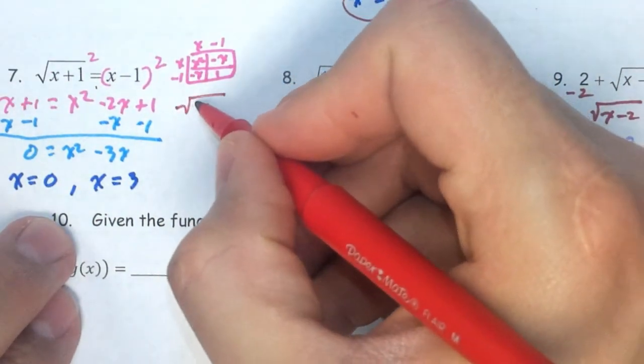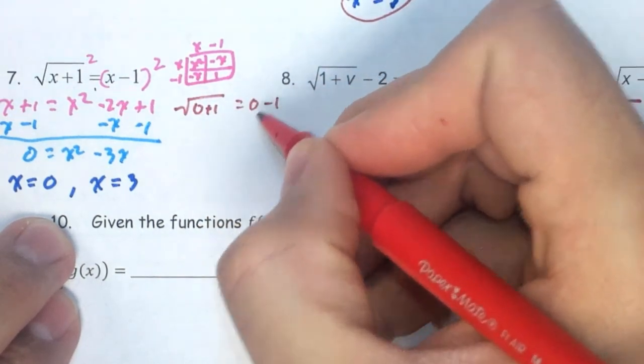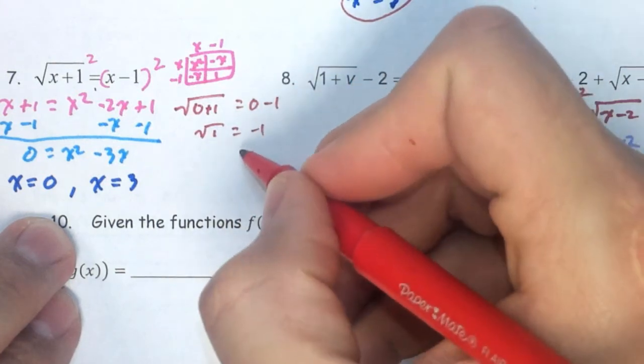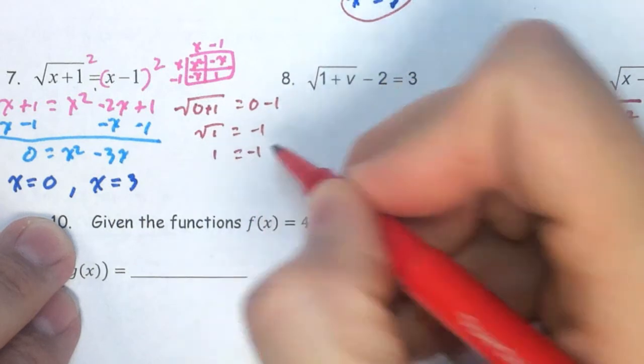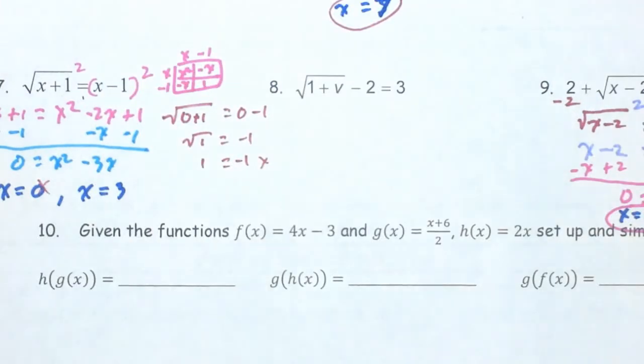The square root of 0 plus 1 is equal to 0 minus 1. This is the square root of 1 is equal to negative 1. And then we have 1 equals negative 1. That's not a true statement. So that is not a solution. That is an extraneous solution.